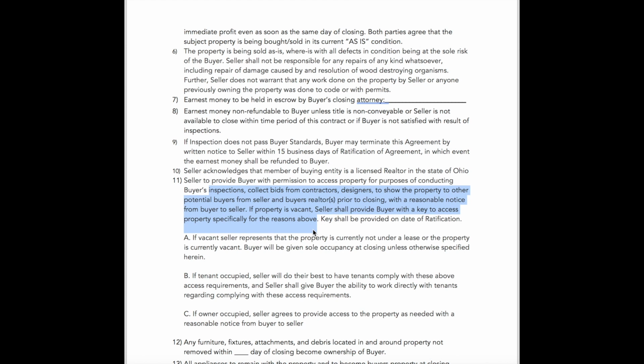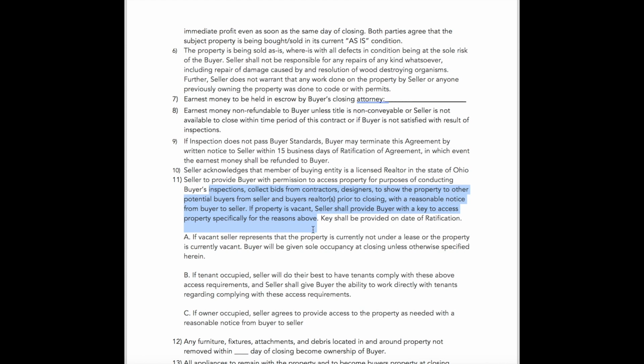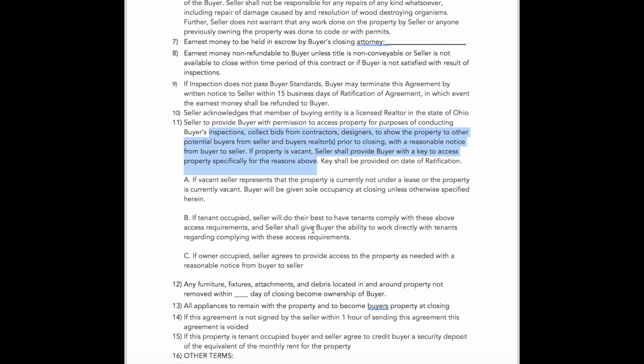Seller to provide buyer with permission to access the property for purposes of conducting inspections, bids, contractors, designers within a reasonable notice from buyer to seller. If property is vacant, seller should provide buyer with a key to access property specifically for the reasons above. Key shall be provided on date of ratification. So if the property is vacant, we want a lockbox on the property so we can go to the property and inspect it and walk through it and confirm the condition of it.